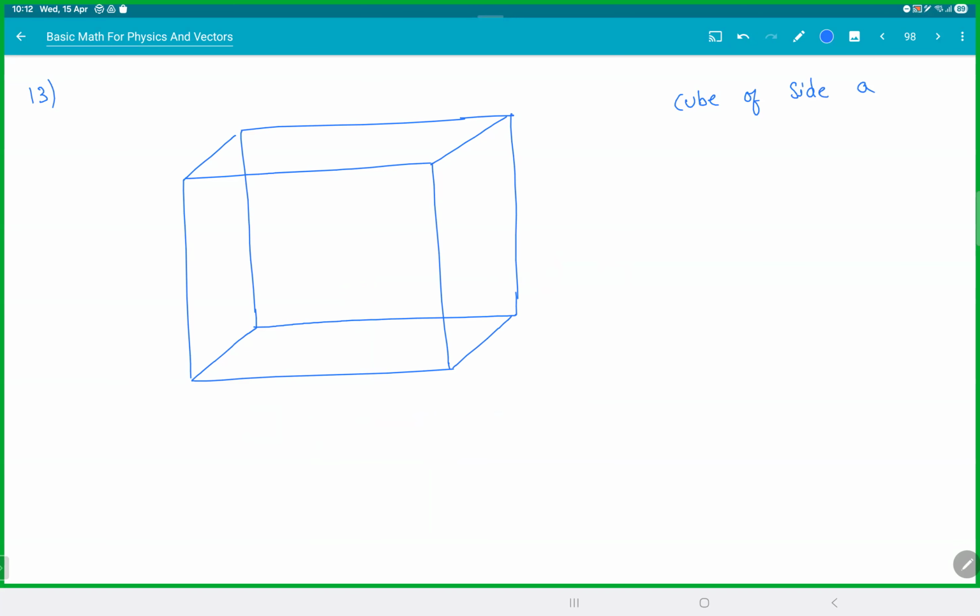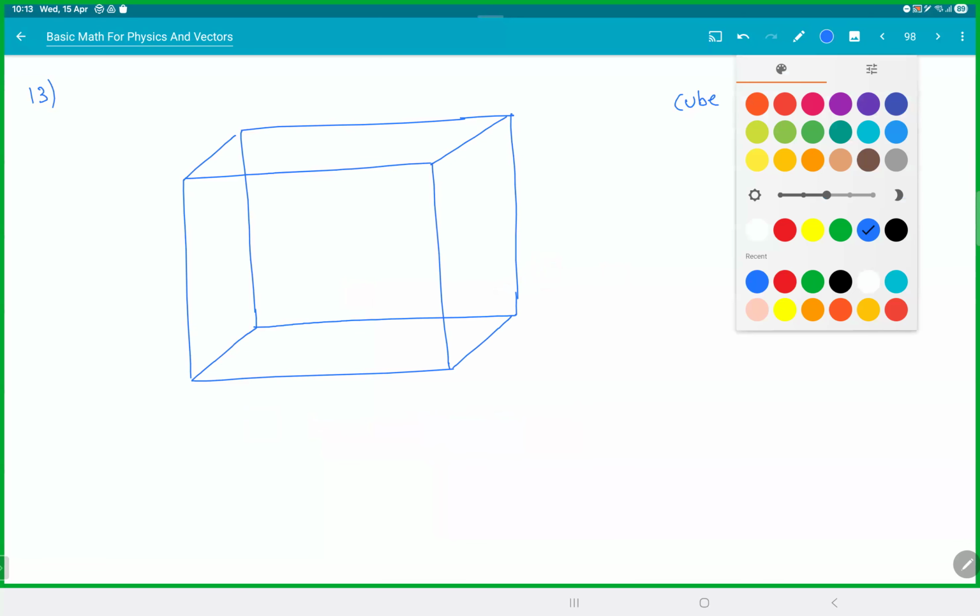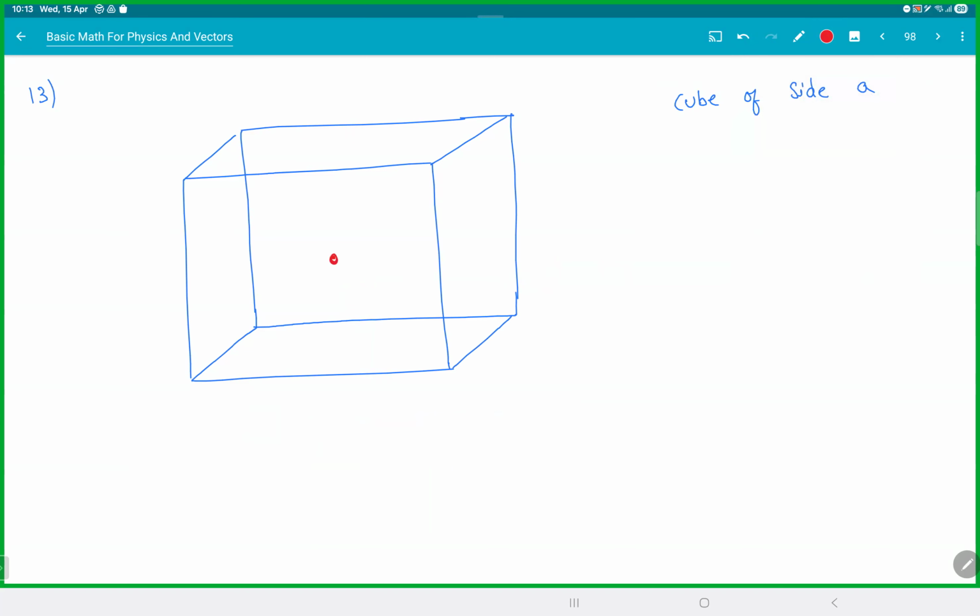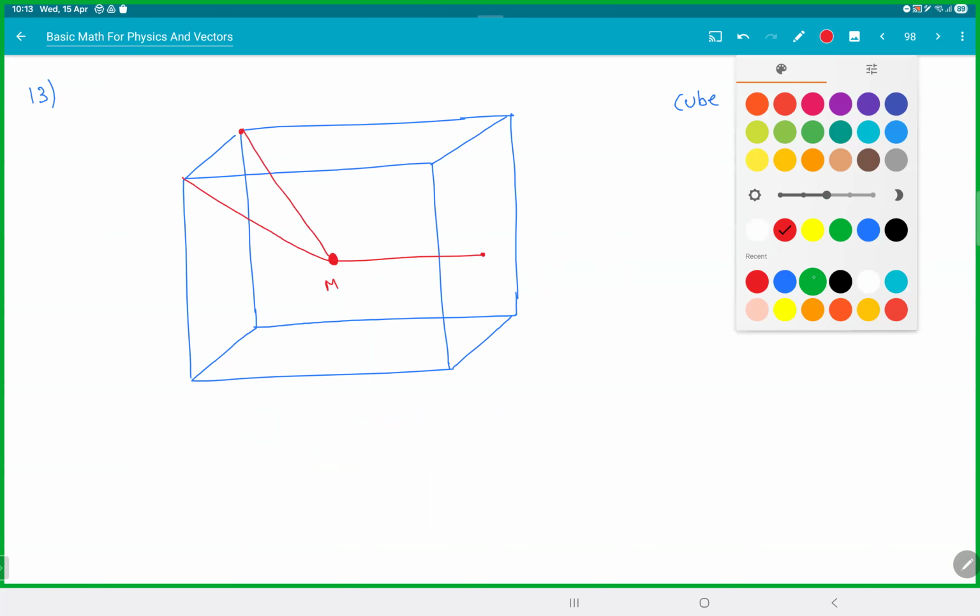Cube of side A. So we have a cube of side A here, and we have a mass M in the center. We attach one string to this corner, one string to this corner, and one string to the face center. So we have 3 strings.